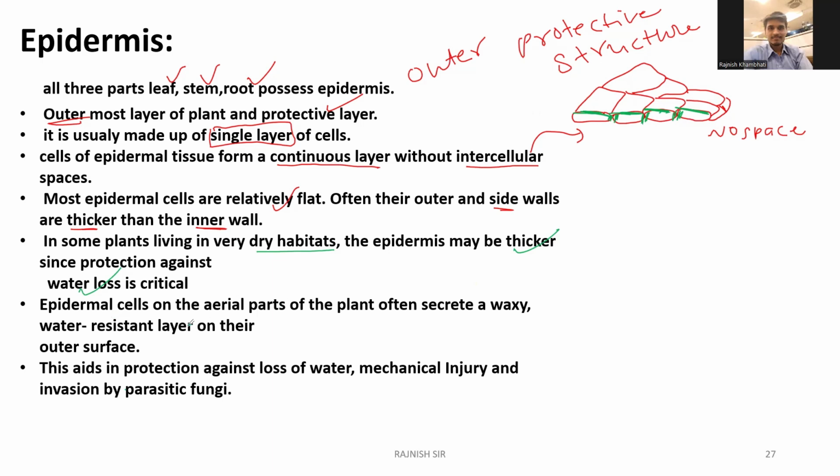Epidermal cells of the aerial part of a plant often secrete a waxy material on their outer surface. Like, again, I will take some other color to show you. Okay, like this black color. So on outside, like this, a waxy material is present on the epidermis. And this waxy material will help to prevent the water loss.